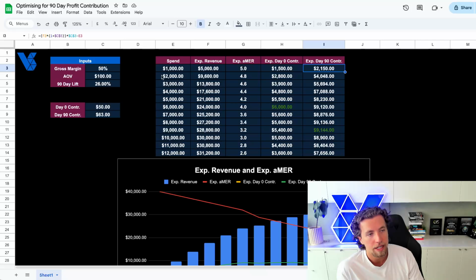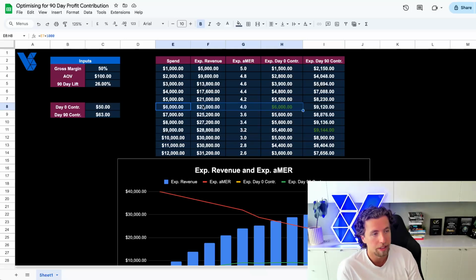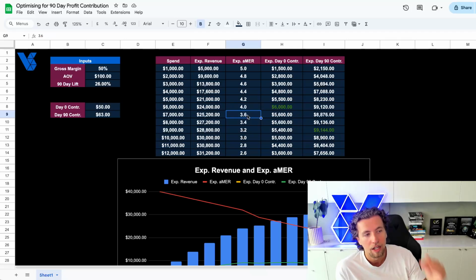And now what you end up finding as you go and scale through increased ad spends is that the point of maximum profit contribution for this particular business that we're modeling here would be $6,000. At $6,000 in daily spend, we get $24,000 in expected revenue at a 4 acquisition MER, which maximizes our profit at $6,000. If we spend any more than this, what ends up happening is the MER goes incrementally lower to where we're not driving enough revenue to cover costs, and we actually start driving losses into the profit contribution.